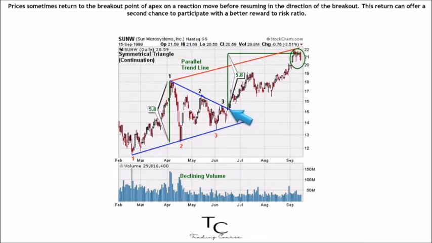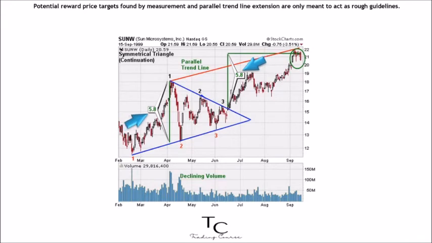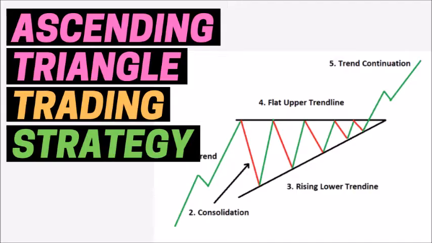Prices sometimes return to the breakout point or apex on a reaction move before resuming in the direction of the breakout. This return can offer a second chance to participate with a better reward-to-risk ratio. Potential reward price targets found by measurement and parallel trend line extension are only meant to act as rough guidelines.